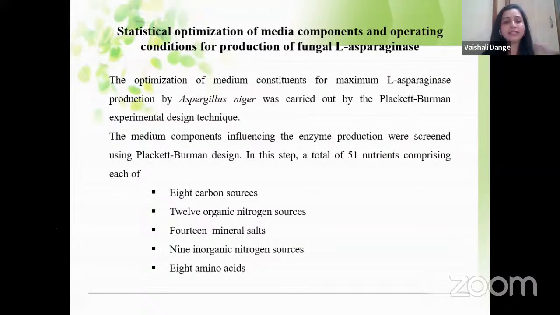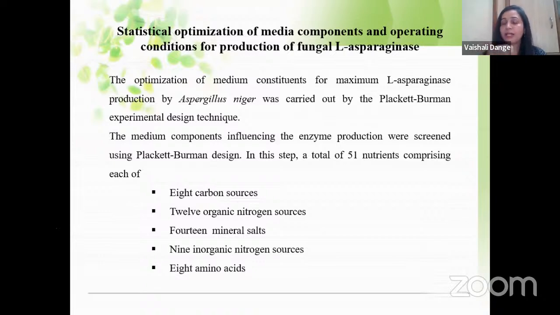So this is my conclusion. See what different types of carbon sources I have studied. Here, 8 carbon sources, 12 organic nitrogen sources. See, this is a tremendous task that I have done: 14 mineral salts, 9 inorganic nitrogen sources, and 8 amino acids.